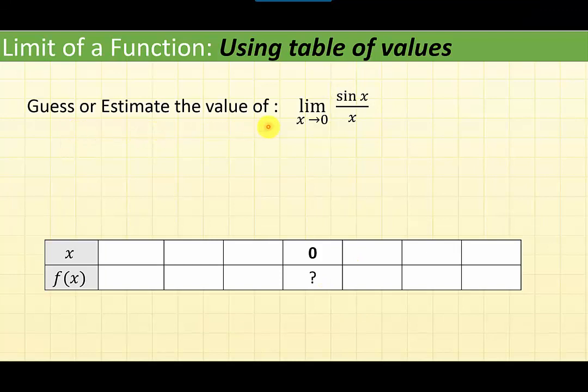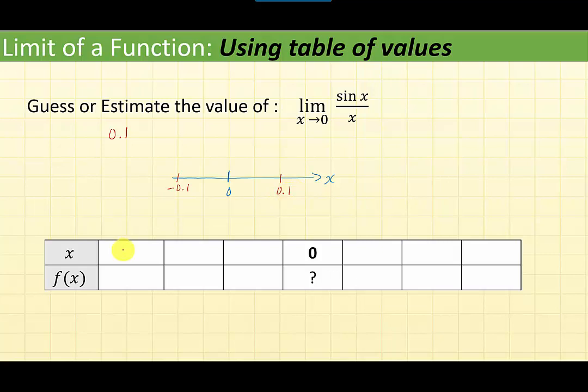Guess or estimate the value of the limit as x goes to 0 of sine x over x using a table of values. Again, the idea is x approaches 0 from both sides. Like earlier, let's start 0.1 distance away from 0. So 0.1 below 0, which is negative 0.1, and 0.1 above 0, which is 0.1.